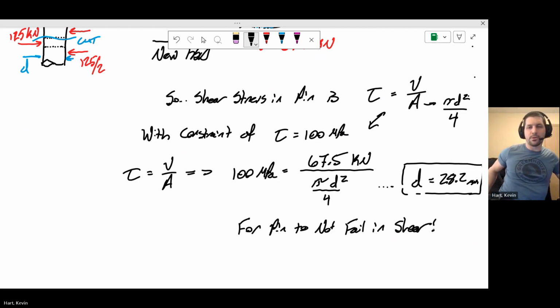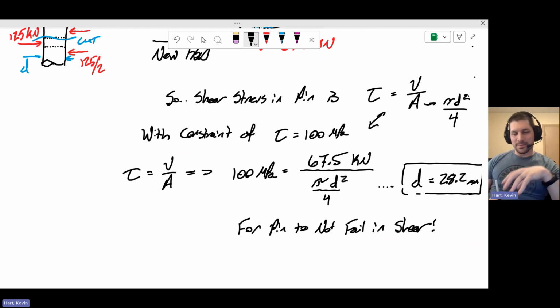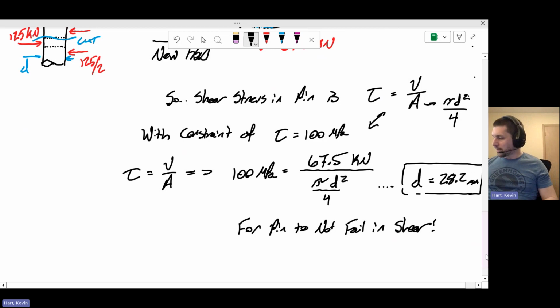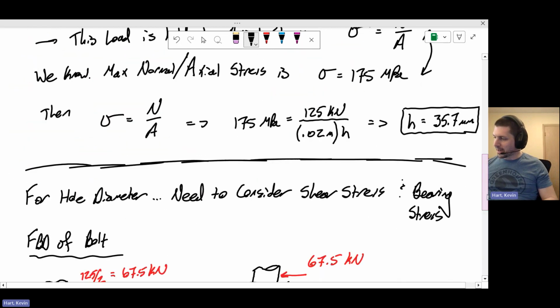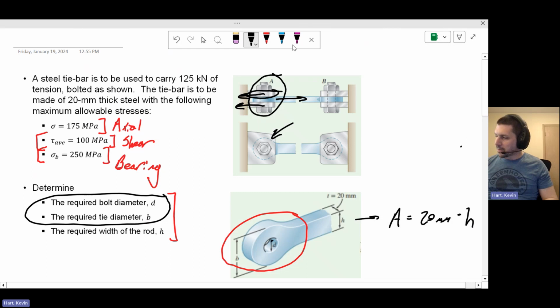Okay, important. But that diameter d doesn't just influence the size of the pin. We also see that variable d coming through in the bearing stress. So not only do we need to check the diameter because of the failure of the pin, but we also need to check the diameter because we might have bearing stress failure by punching out through that tie rod on the back end, right? So back up to my picture here.